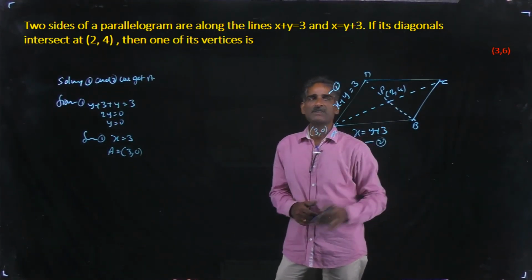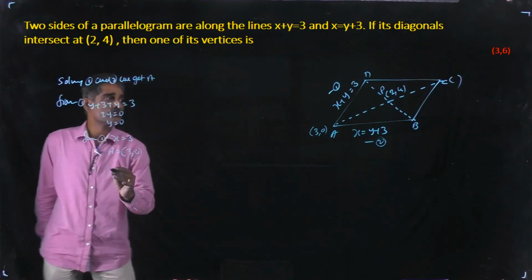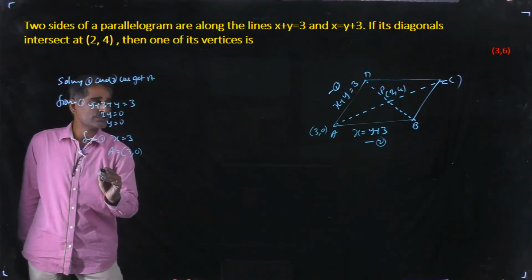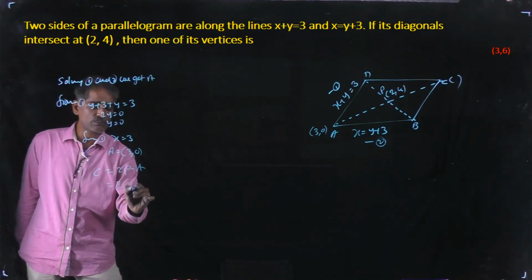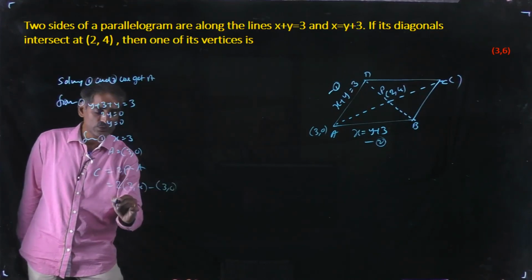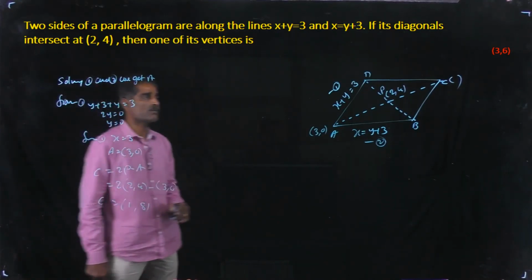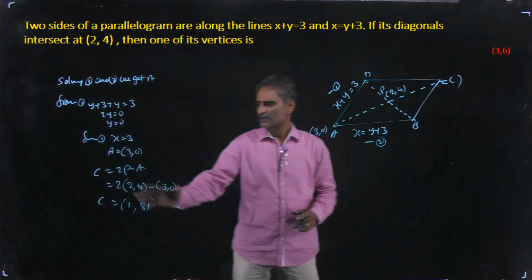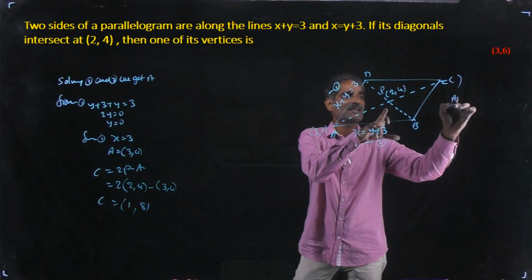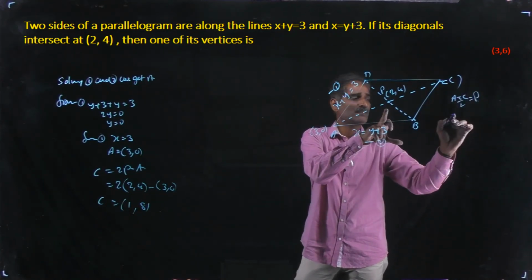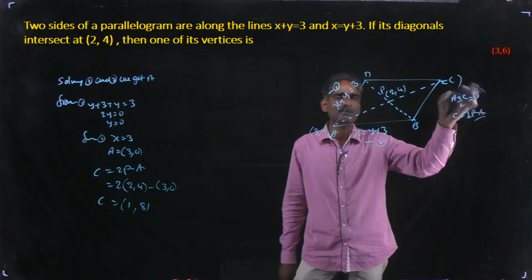And knowing this point, you can find C. This is the midpoint of A and C, so the midpoint of A and C is equal to P. C is nothing but 2P minus A. That means 2 into (2, 4) minus A, which is (3, 0). That means 4 minus 3 is 1, 8 minus 0 is 8. These are the coordinates of point C, (1, 8). What is this formula? The midpoint of these two equals P, that means (A plus C) by 2 equals P. Therefore C equals 2P minus A. This is the formula we get from the midpoint.